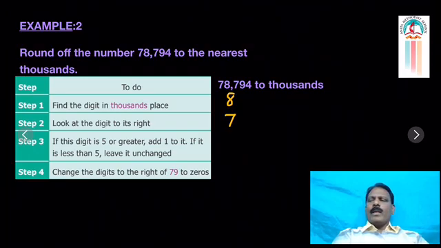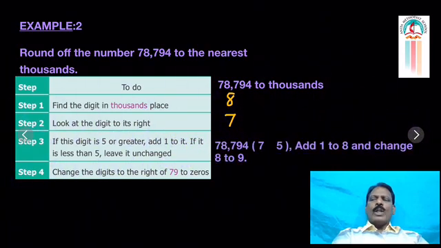Step 3: if this digit is 5 or greater, add 1 to it. If it is less than 5, leave it unchanged. So 78,794. 7 is greater than 5. Add 1 to 8 and change 8 to 9. Step 4: change the digits to the right of 79 to zeros. So the answer is 79,000.